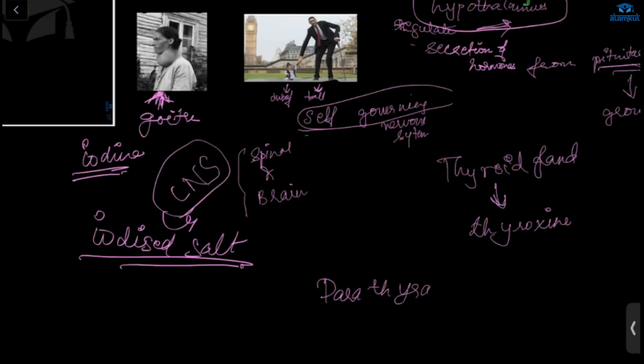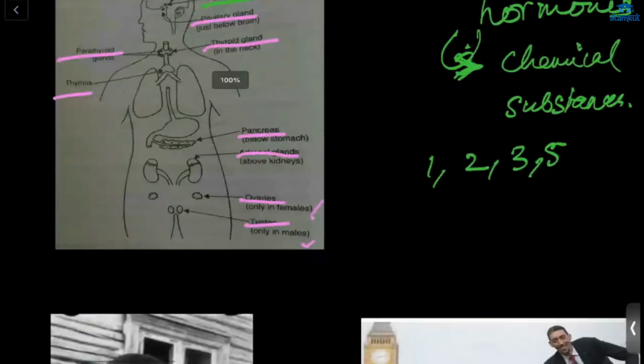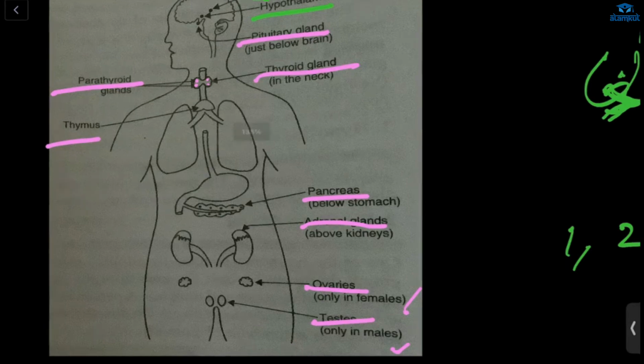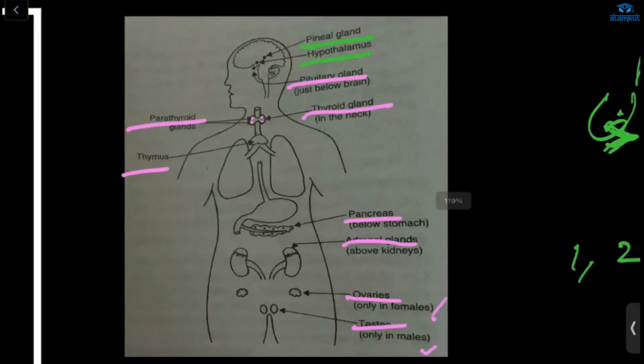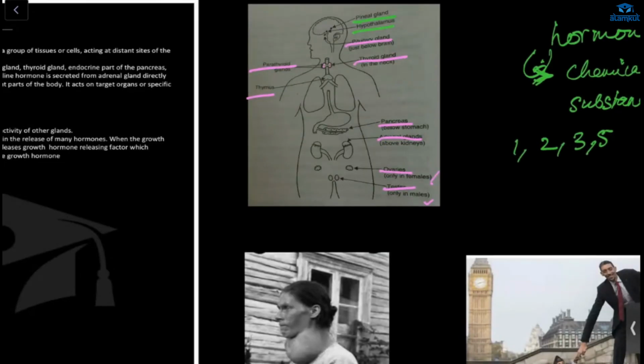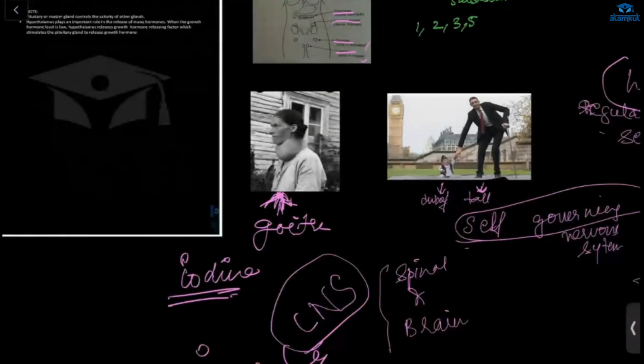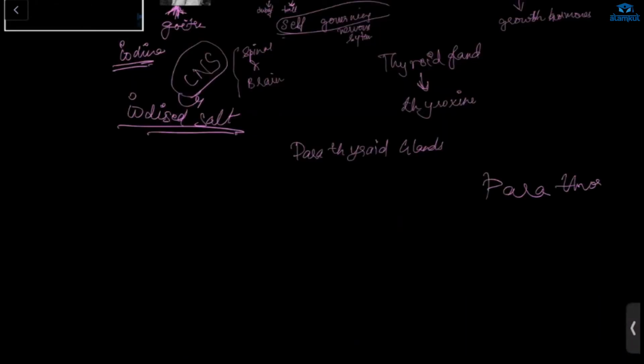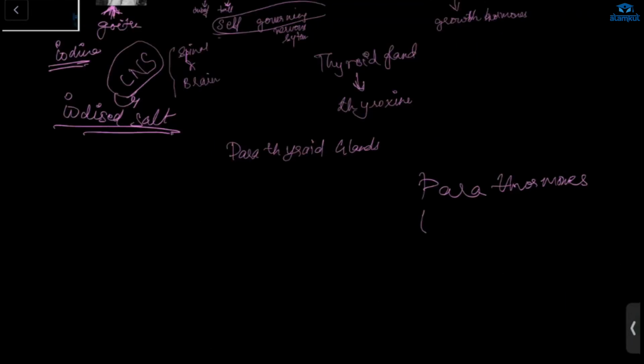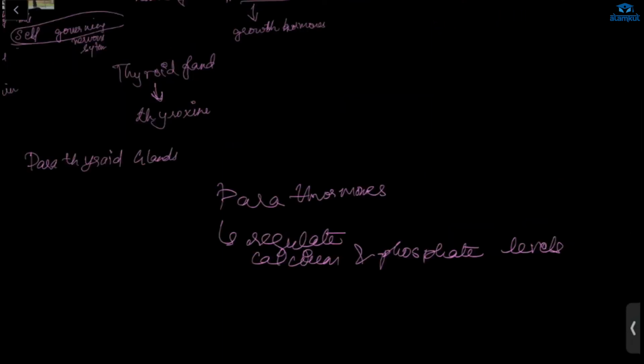Next, what about this parathyroid gland? What do they secrete? You can see this pink color, four small dots. That is our parathyroid gland. They secrete parathormone, okay? And what is the function of this? They will regulate calcium and phosphate level in blood.